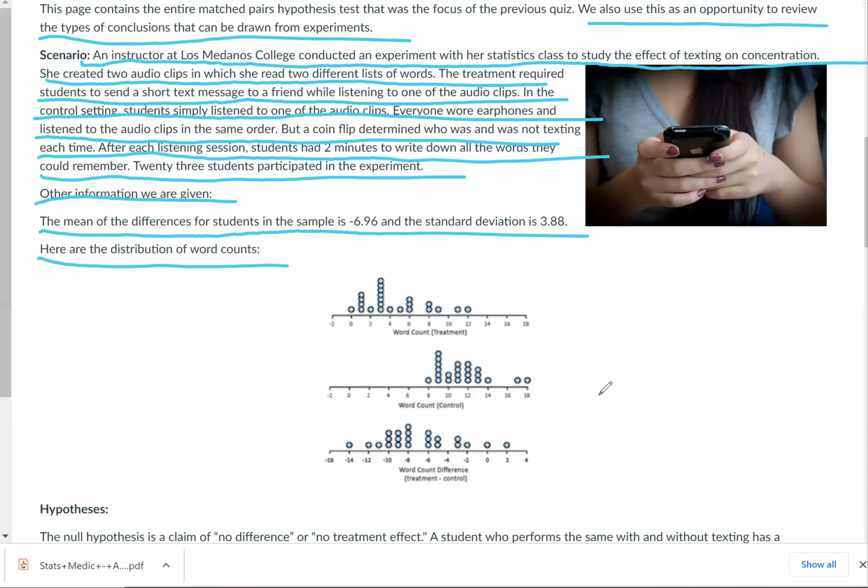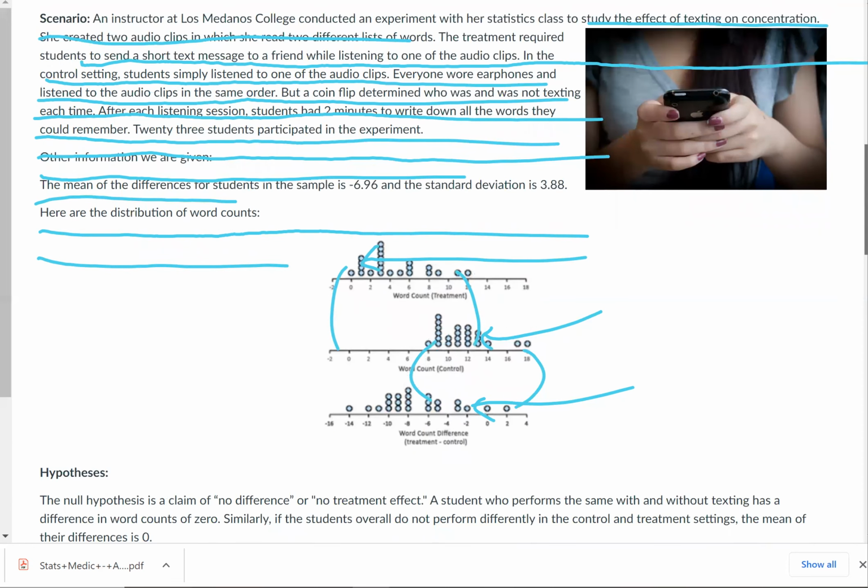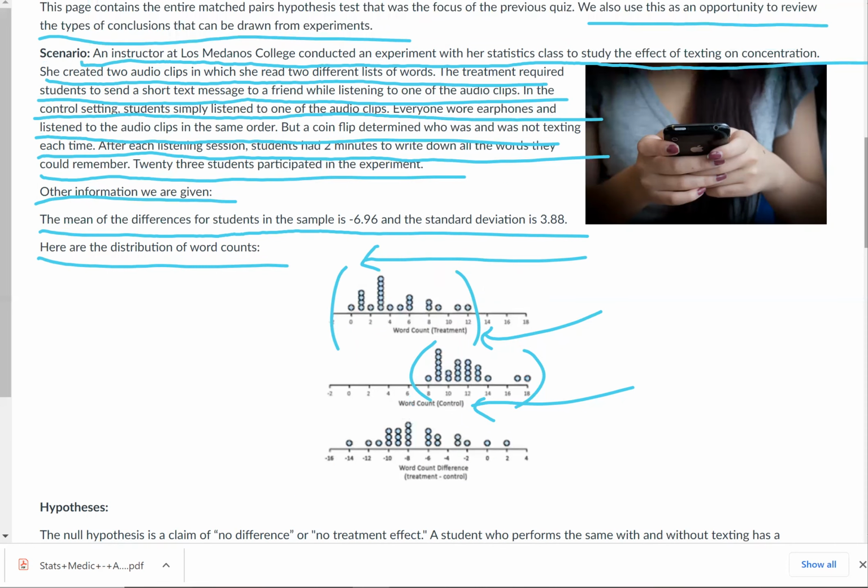So the word count for the treatment group, notice the treatment group are the ones that were texting. Of course, they're busy. They're not really paying attention to the audio clip. So the number of words they got right is smaller. It's over to the right, the smaller X values. But the control group that were not texting, they were actually paying attention. All their number of words is larger. It's because nothing was holding them back, I guess is what I'm trying to say. They were actually paying attention.